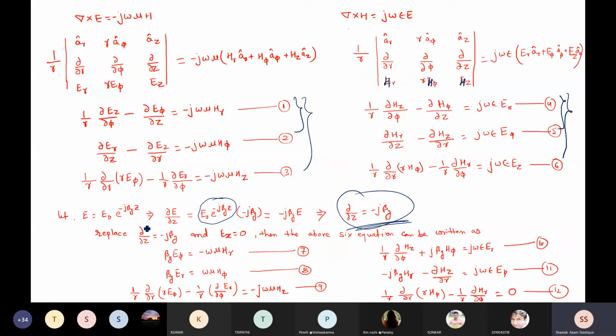So wherever del by del z is there, we can substitute minus j beta_g, and wherever E_z is there, we can equate it with 0. Already we have assumed for the transverse electric field that the E_z component is 0. So E_z is equal to 0. Then the above six equations can be written as follows.